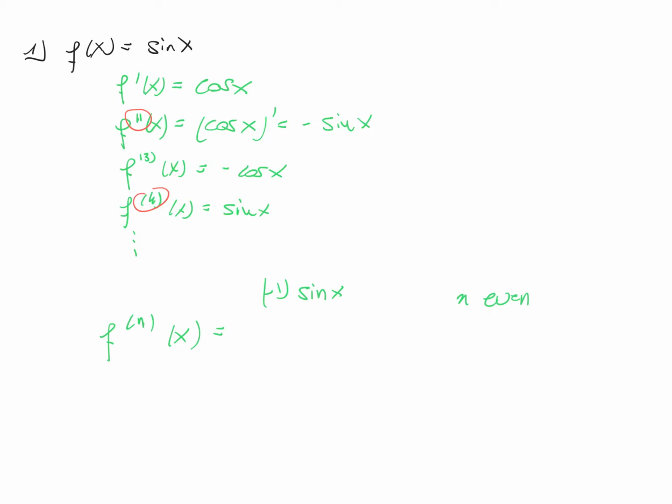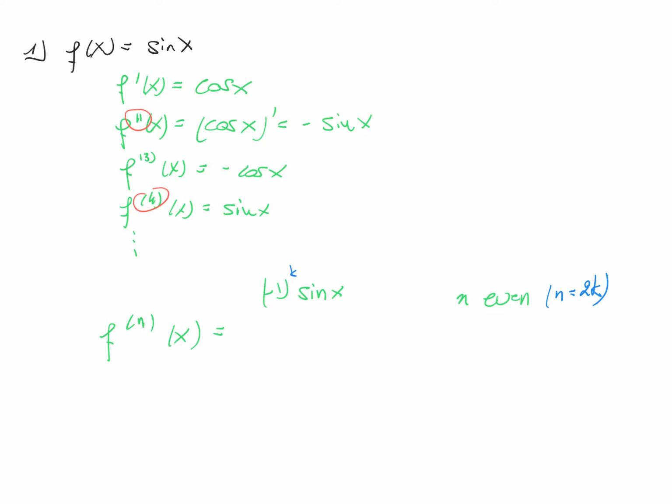So how do we incorporate this? If n is even, this means that n is 2 times k, and we have minus 1 to the power k. So if n is 2, k will be 1. We have minus 1 to the power 1, it's negative. If n is 4, k will be 2. We have minus 1 to the power 2, it's a positive sign, and so on, and so on.